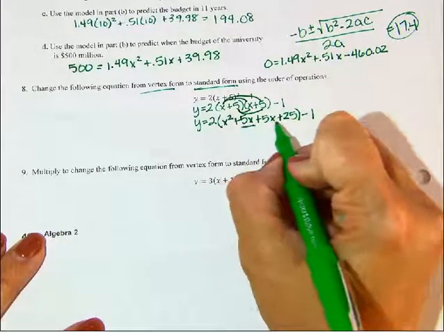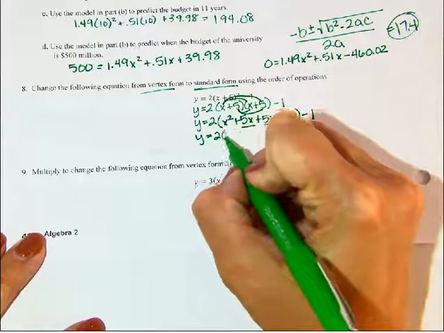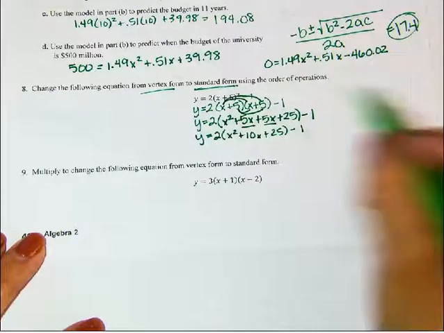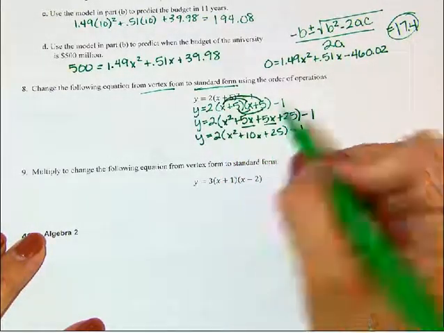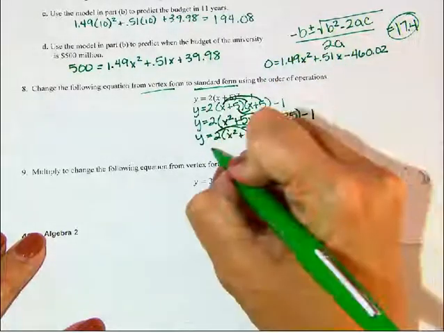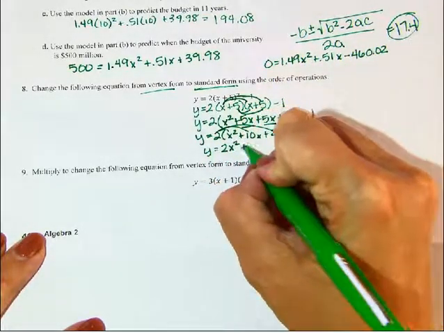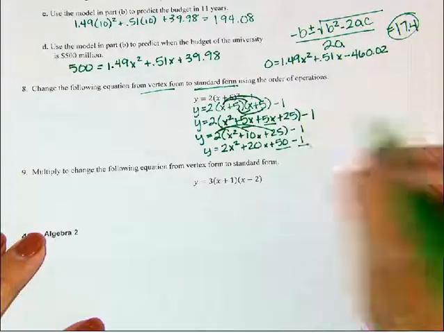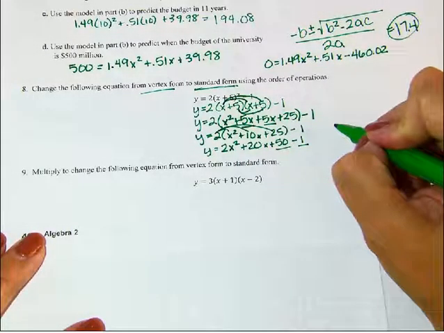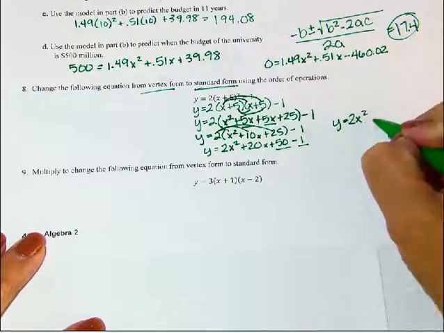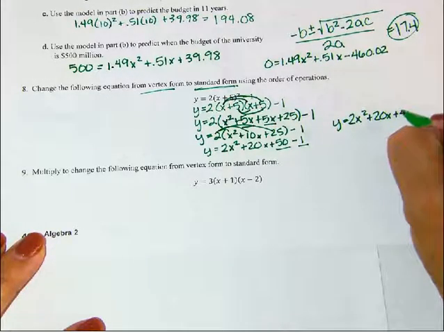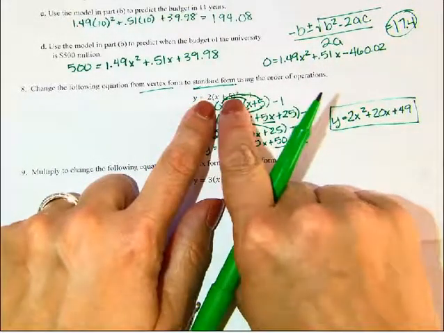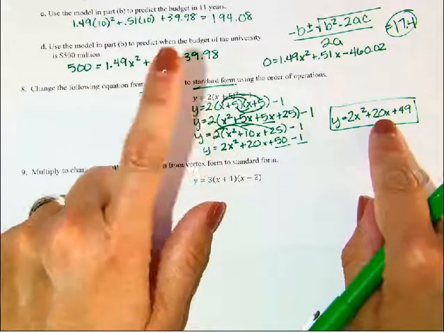Now in this parentheses, I have some like terms. So I have x squared plus 10x plus 25 minus 1. I now need to distribute this 2 to everything inside that parenthesis. So I'm going to get 2x squared plus 20x plus 50 minus 1. And I have a couple of like terms now. So I'm just going to write it over here. y equals 2x squared plus 20x plus 49. There is this original equation that I kind of covered up, sorry about that, in standard form. So vertex form to standard form.